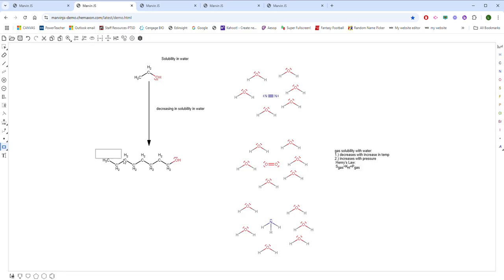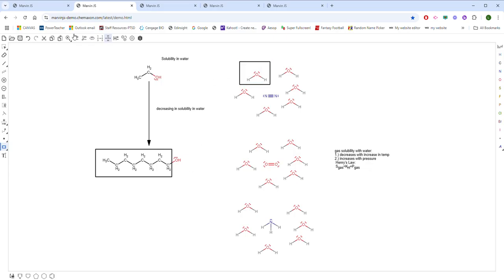This region of the octanol molecule is incredibly nonpolar, and as this area grows larger and larger, it will be less and less compatible or soluble in water. It will have a hydrogen bond ability, but this large nonpolar section tends to repel polar molecules like water.